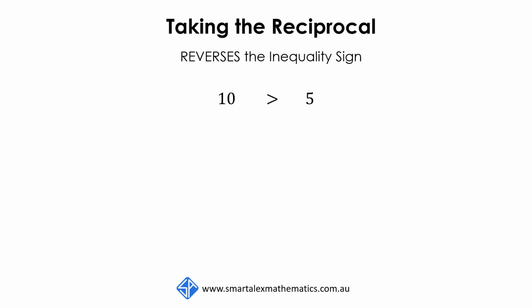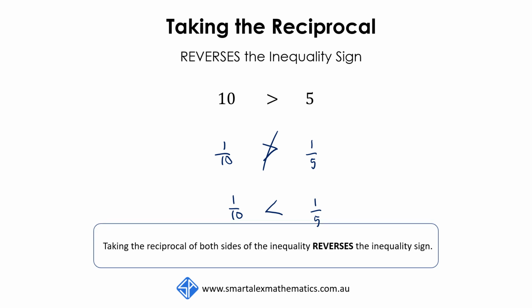Another scenario where the sign also reverses is when we take the reciprocal of both sides. Here 10 is greater than 5. I'm now going to take the reciprocal of both sides. So 10 now becomes 1/10. 5 becomes 1/5. Clearly 1/10 is not greater than 1/5. In fact, the correct statement is 1/5 is greater than 1/10. So this is another scenario where the inequality sign reverses when we take the reciprocal of both sides.